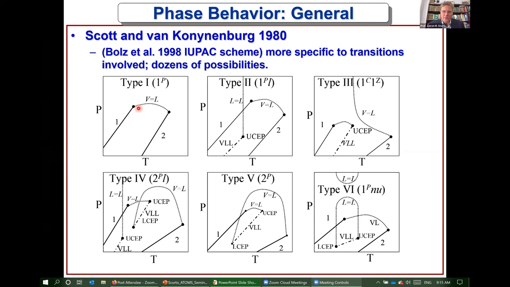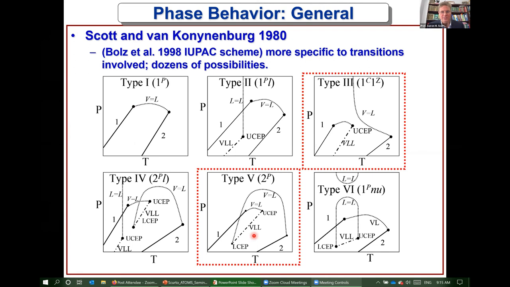And so we'll be focusing in on type 3 systems and type 5 systems. In type 5 systems, we have these critical endpoints and this continuous curve which connects the lower critical endpoint and the critical point. Now, I also bring this up for students because I know exactly where I was when I started learning this, and that was when I spent time in Brazil. I had about a 40-minute bus ride to and from the university.